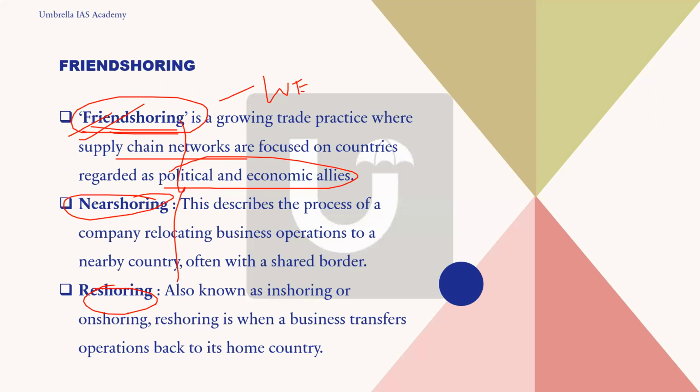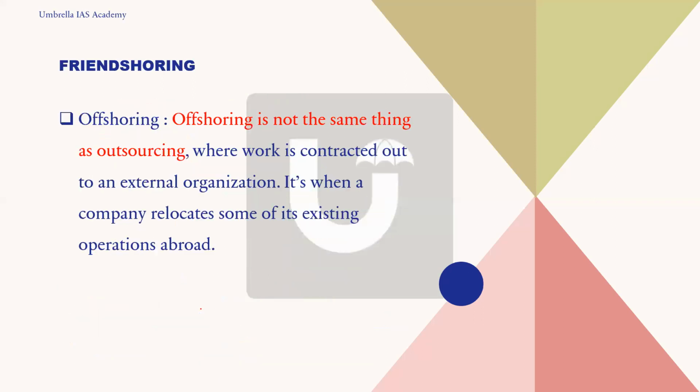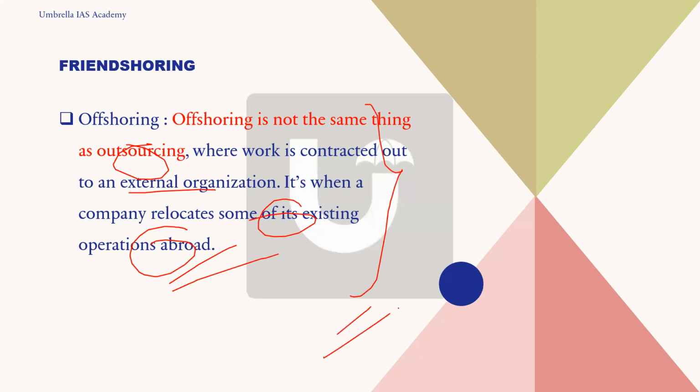Reshoring or inshoring is basically what? Reshoring is when a business transfers operations to its home country. When the business transfers the operations to its home country, it is called reshoring. So this is the difference. Friend shoring, near shoring, and offshoring are not the same thing as outsourcing. Where work is contracted out to an external organization, it is called outsourcing, whereas offshoring is when a company relocates some of its existing operations abroad. So existing operations are relocated, then it is called offshoring. So there is a difference between outsourcing and offshoring.